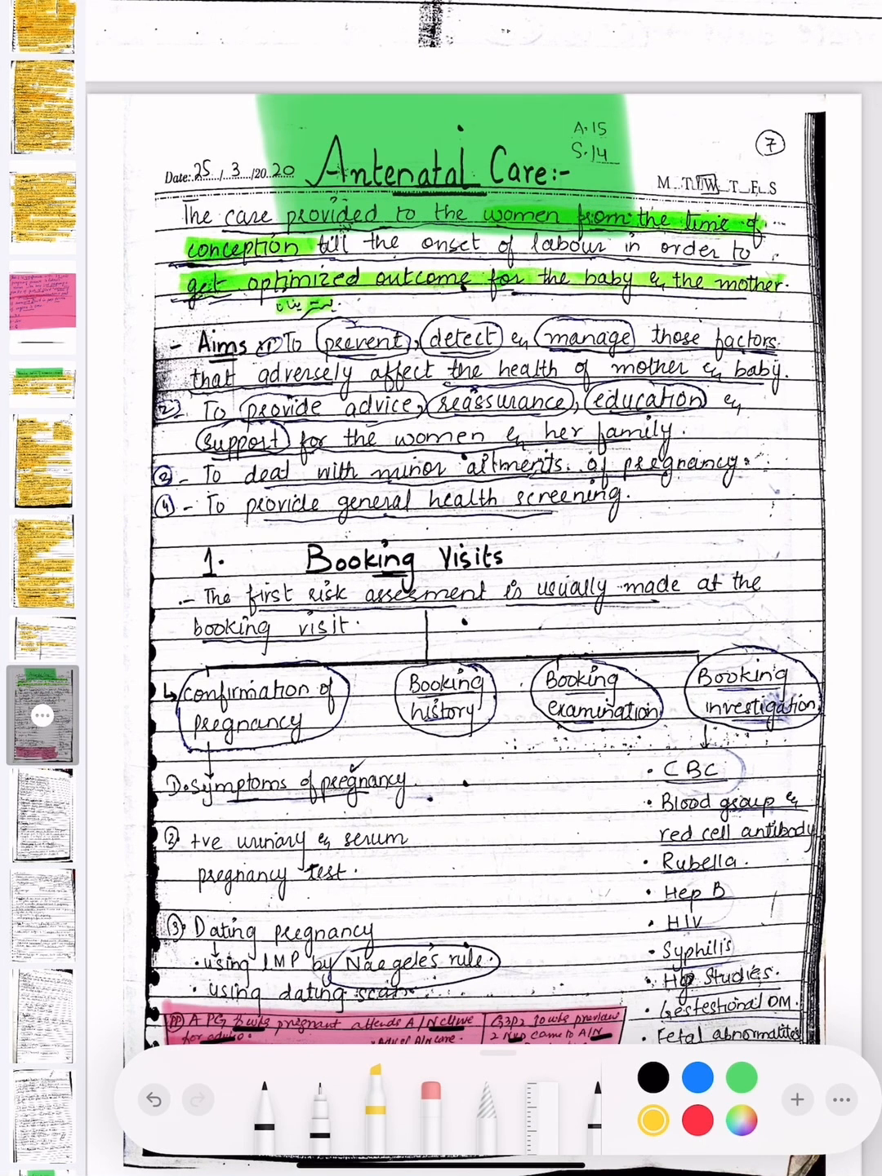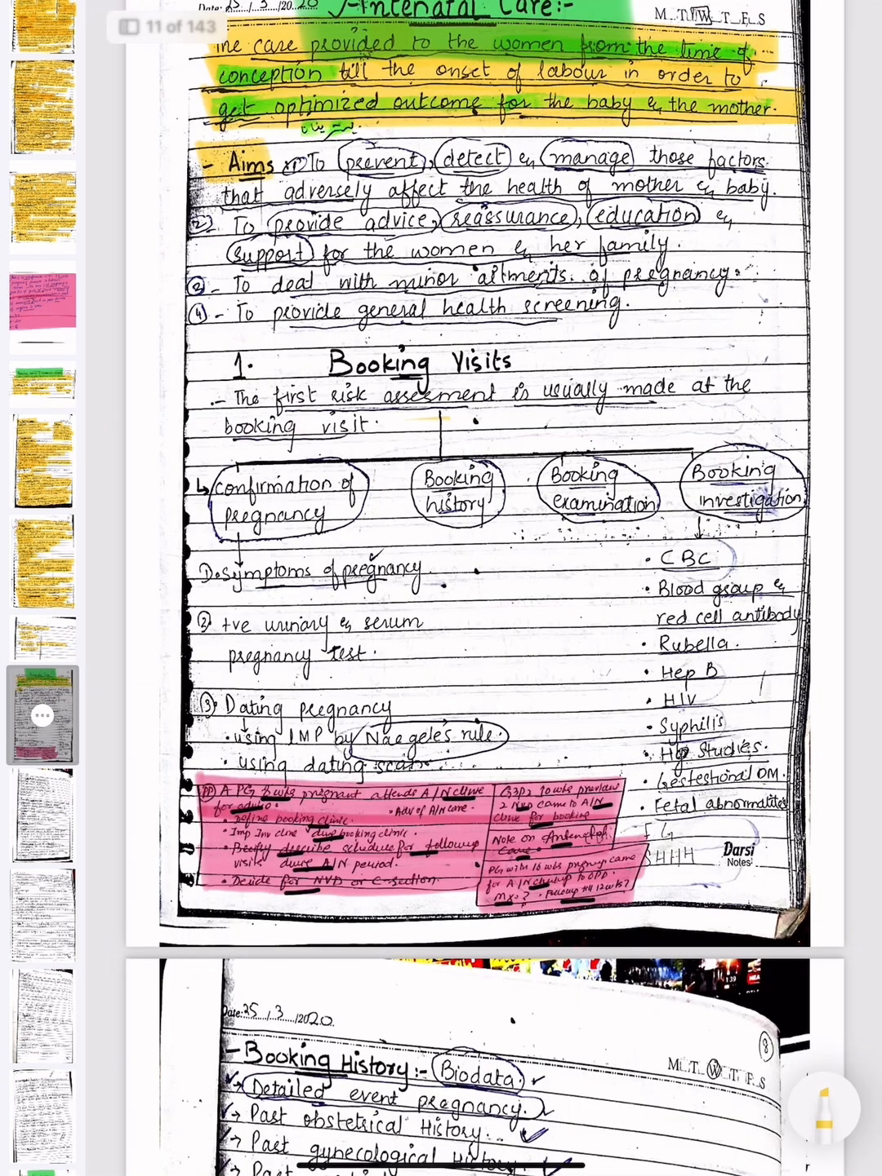What is antenatal care? It is the care provided to the woman from the time of conception till the onset of labor in order to get an optimized outcome for the baby and the mother. The aims of antenatal care are to prevent, detect, and manage those factors that adversely affect the health of mother and baby, to provide advice, reassurance, education, and support for the woman and her family, to deal with minor ailments of pregnancy, and to provide general health screening.